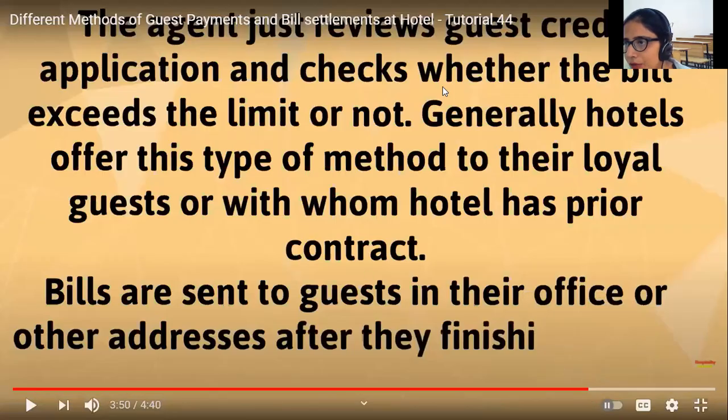The agent just reviews the guest credit application and checks whether the bill exceeds the limit or not. This has to be done by the front office staff every day, right? Whoever the guest is, whoever is staying with us, we have to check the limit. Generally this method is offered to loyal guests or those with whom the hotel has prior contracts. Bills are sent to the guest at their office or other address after verifying.